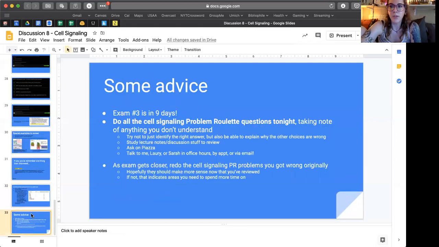And also just some other piece of advice. Exam 3 is in 9 days. So it's coming up really quick, and I want you to be able to focus on how this material is going to relate to the exam questions. What I would really recommend is that you work on the cell signaling problem roulette questions tonight while it's still fresh and you've just learned it. Take note of anything that you don't understand, any questions that you got wrong, anything that you're confused on.